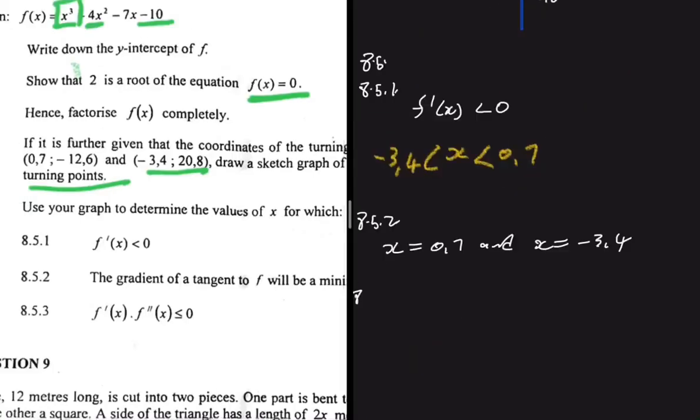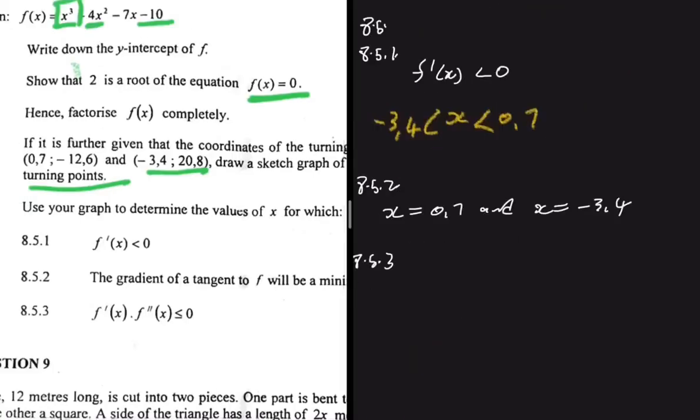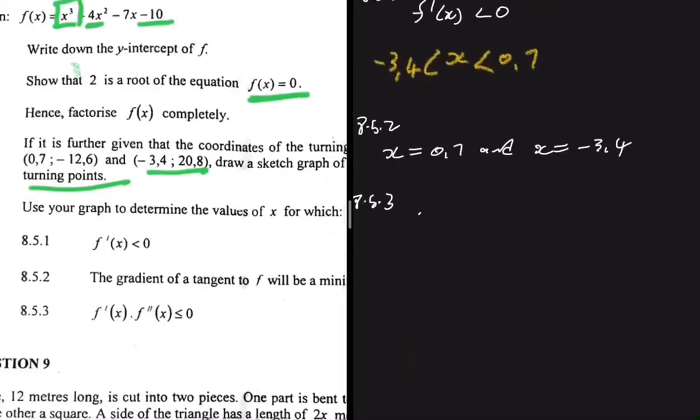The last question, 8.5.3, we're looking for values of x for which f prime of x multiplied by f double prime of x, or the second derivative of our equation, is less than or equal to 0.